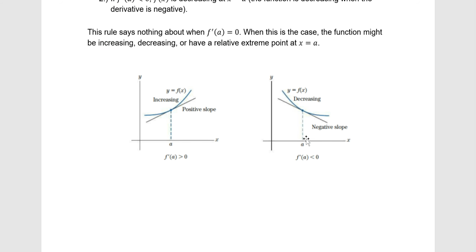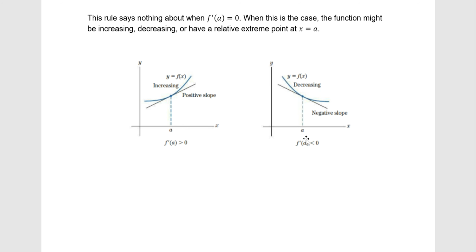Notice that this rule doesn't say anything about when f prime equals 0. When the derivative equals 0, this is actually going to help us with the relative extreme points, but this rule doesn't tell us anything about that. So let's see these examples with these graphs. In the first example on the left, the function is increasing, and that means the derivative has a positive slope. The tangent line has a positive slope. For the one on the right, the function is decreasing because it's falling left to right, and the tangent line has a negative slope.